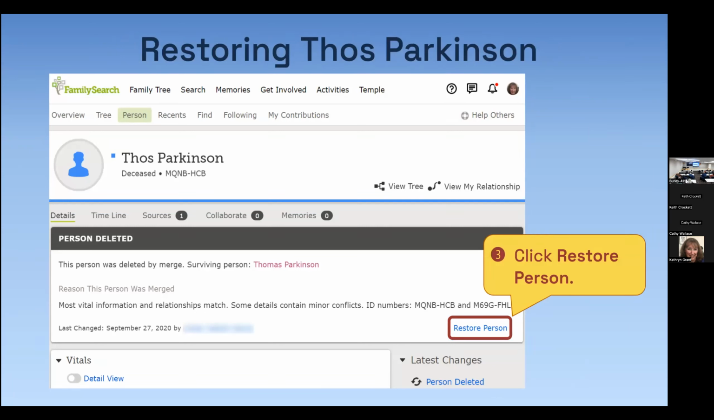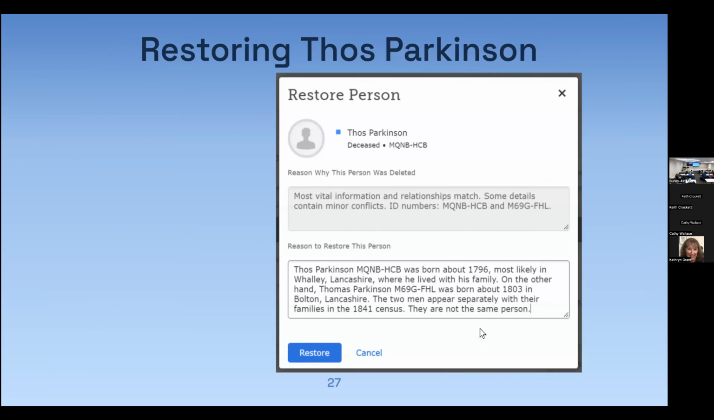So when we click on the name or on the person button, we get taken to Thomas Parkinson's deleted page. This was the profile that was deleted in the bad merge. Now, a lot of you may notice that this is the old style page. It's got just a slightly different appearance to it. They've since changed the interface, but this option is still there, restore person. So you want to find the restore person option and click that, because he should not have been deleted in a merge.